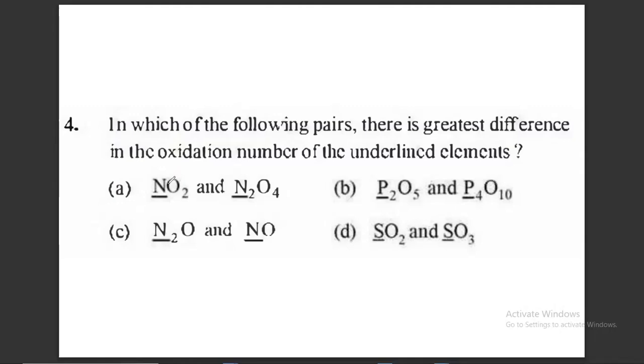However, the oxidation number of nitrogen in nitrous oxide, that is N2O, is plus 1, and in nitric oxide it is plus 2. So the difference is 1. And the oxidation number of sulfur in sulfur dioxide is plus 4, and sulfur in sulfur trioxide is plus 6. The difference is 2. The answer would be D.